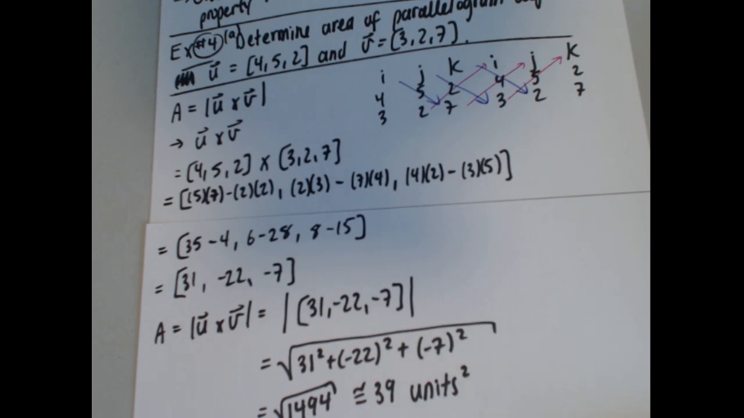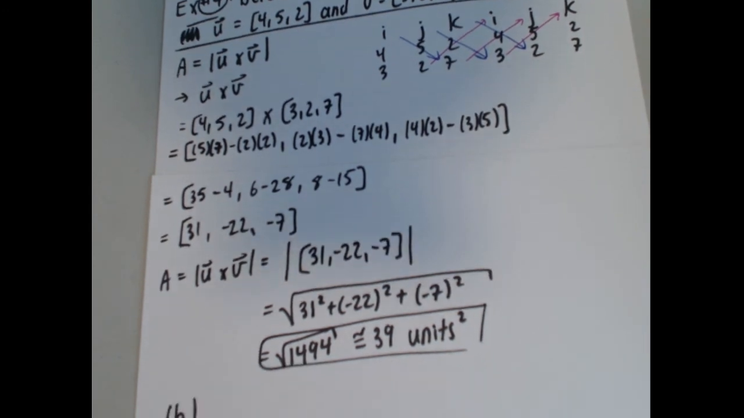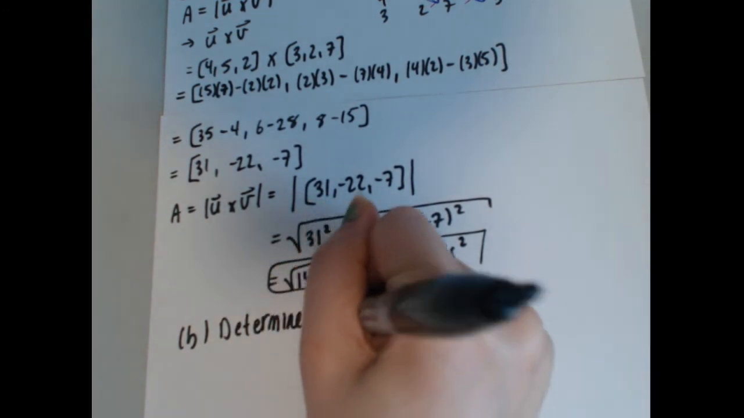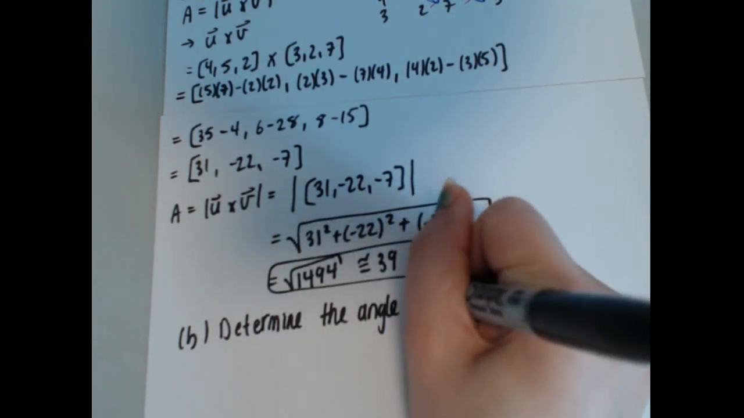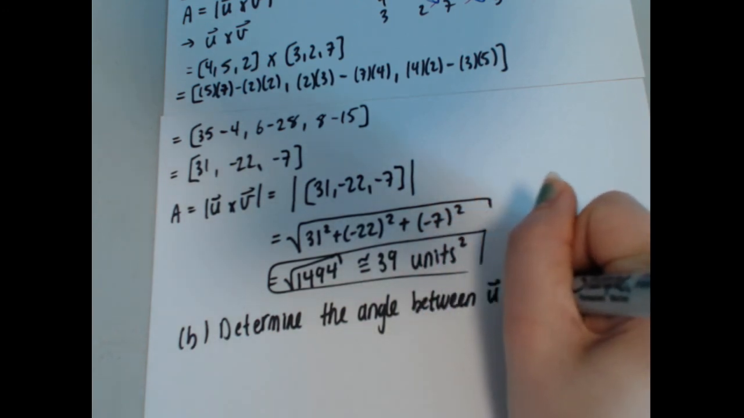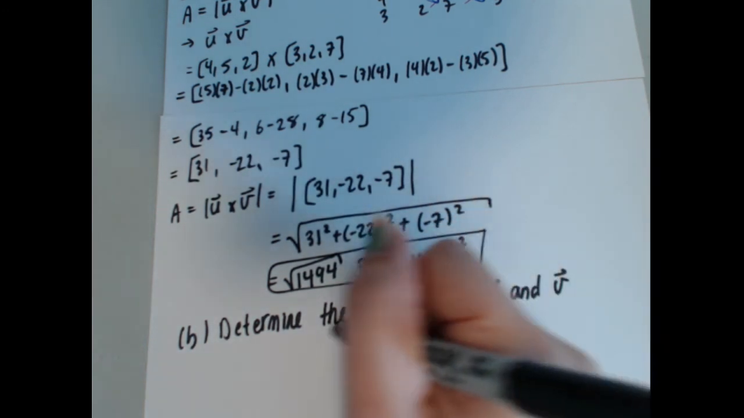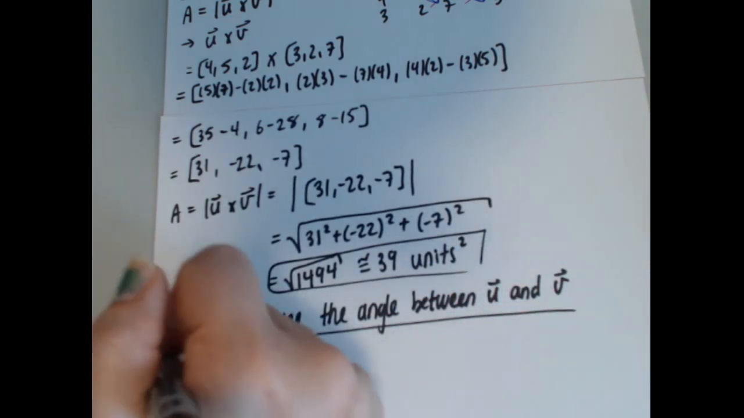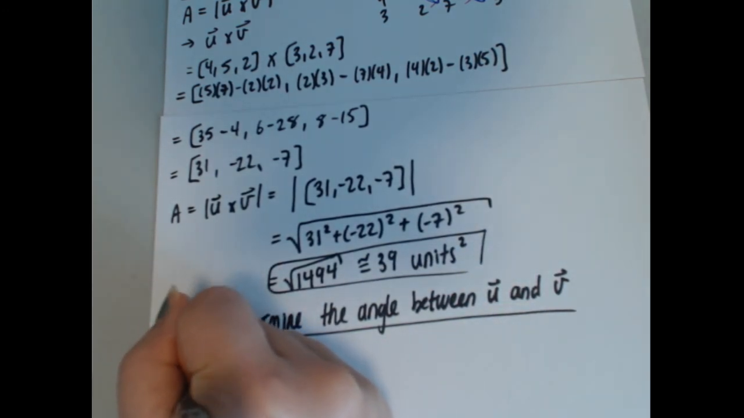Part B. Let me just box this. Determine the angle between u and v. Normally when we are finding the angle between two vectors, we use the dot product. That would be fine, and you could theoretically do that here, but it would take a lot of work and unnecessary steps. We already know what the cross product is, so we can use our other definition for the magnitude of a cross product.